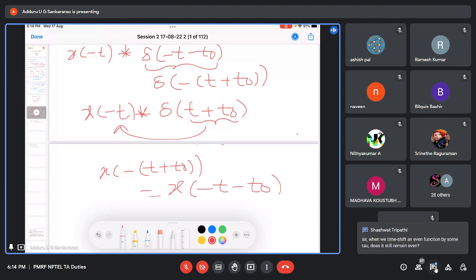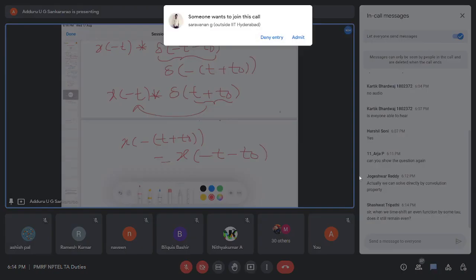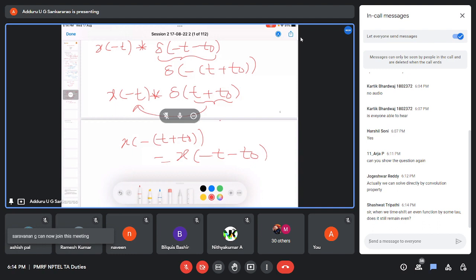The question is: when we time shift an even function by some tau, does it still remain even? It will not actually. When we time shift it, it will not remain even.